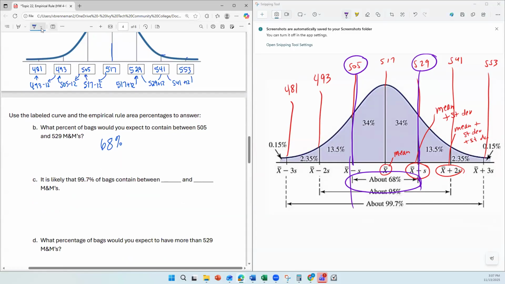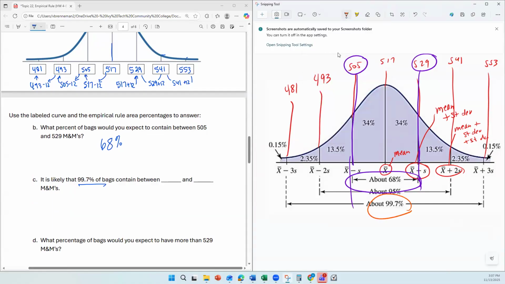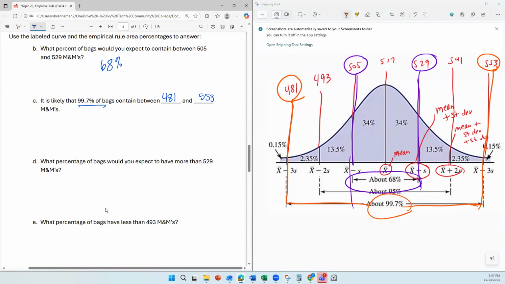Okay, then the next question: it is likely that 99.7% of bags contain between blank and blank. You need to know the 99.7. So 99.7 means I'm going all the way out here to my 553, all the way out here to my 481. I give the left to right, so the 481 first, and then the 553. Okay, that's what you'll have as far as in ALEKS.